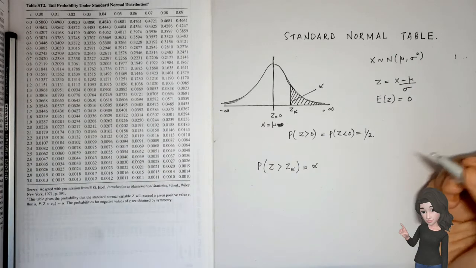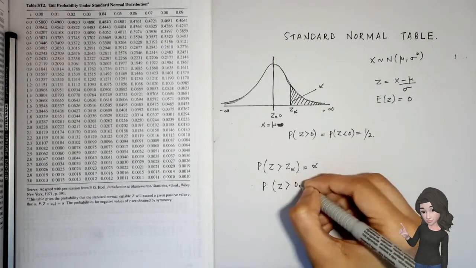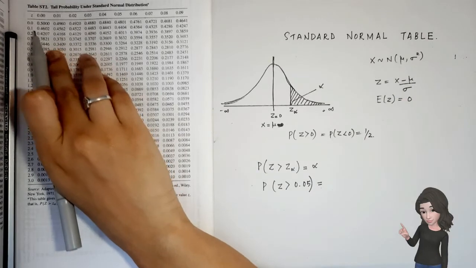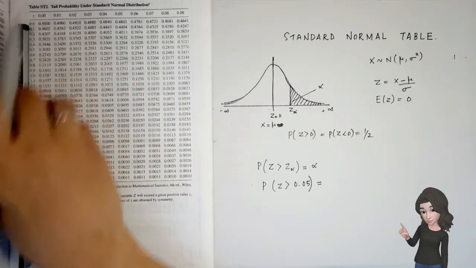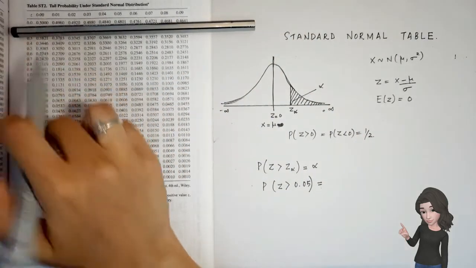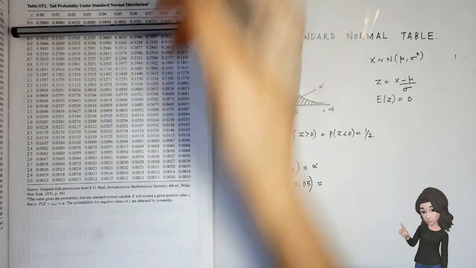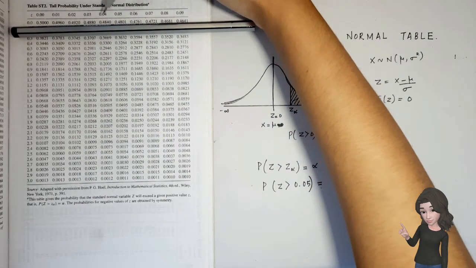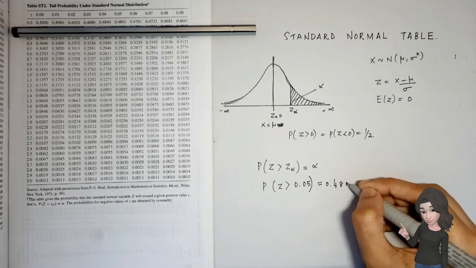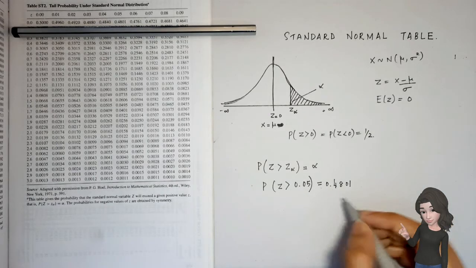So if I am to find the probability of Z greater than, suppose, 0.05, I have to go to the first line, 0.0. I am going to select that row, and corresponding to it I can see a 0.05 here, so I am going to select this column. The cross section of this row and this column will give me 0.4801. So the probability of Z greater than 0.05 is 0.4801.